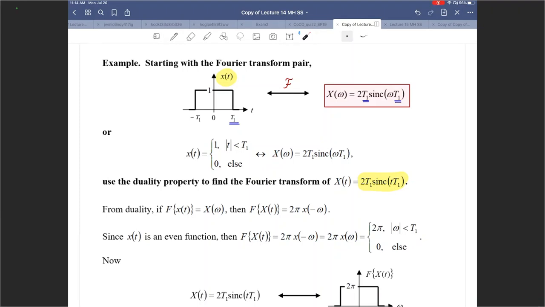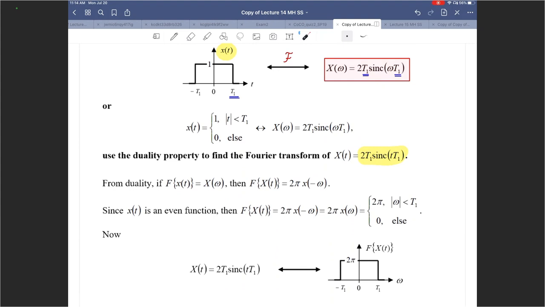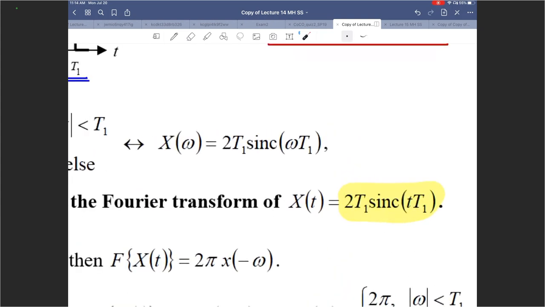Now, using the duality property, let us try to find the Fourier transform of 2 t1 sinc t1. So we are leaving everything as is. We are essentially just trying to change omega to t, right? So that's how we go from here to here. Cap X of t is 2 t1 sinc t1 now, right? That's essentially how you are using the duality now. Everything else is as is.